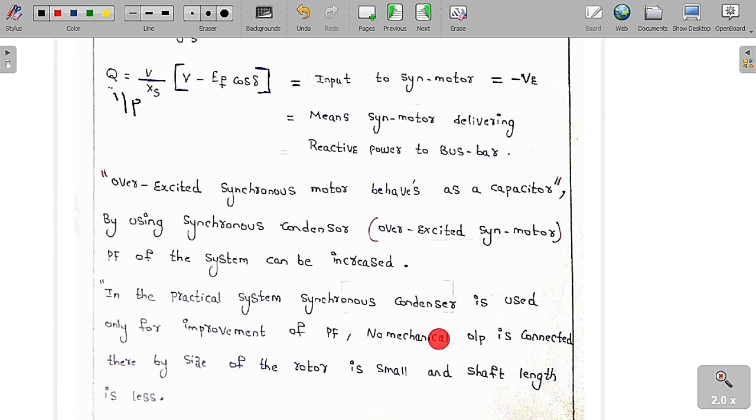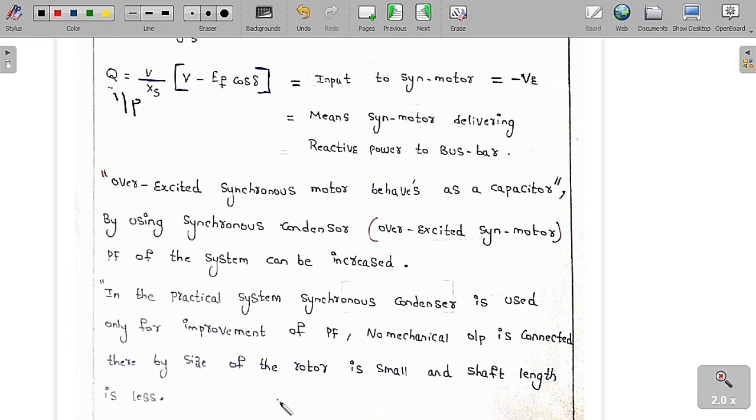In the practical system, the synchronous condenser is used only for improvement of power factor, and no mechanical output is connected. Thereby, the size of the rotor is small and the shaft length is less. This is a very important point. You should not connect any load. It is at no load condition, and only at no load condition is this possible with a very good effect. It means we are not going to connect any load to the shaft, so the overall shaft size and shaft length are very small for the synchronous motor in the over-excitation case. This is a very important point that you always need to keep in mind.